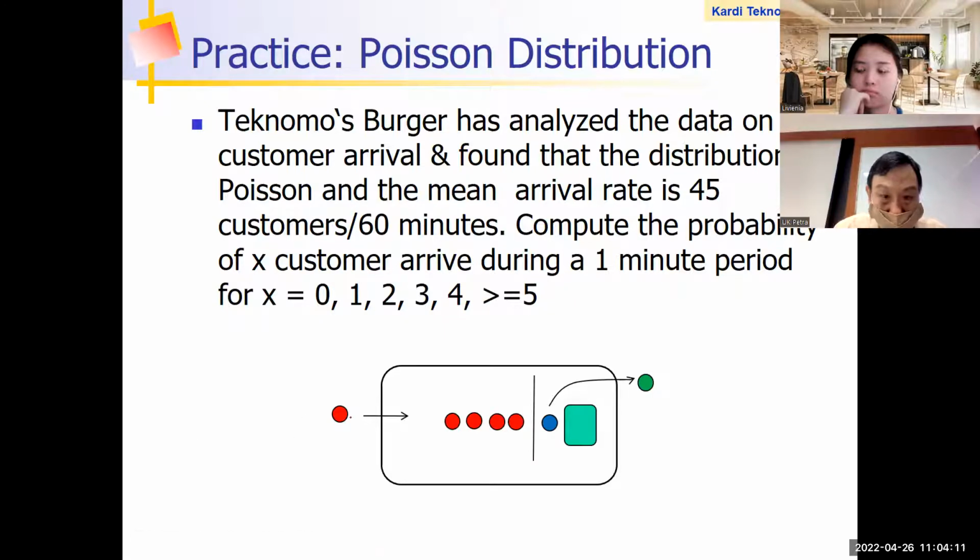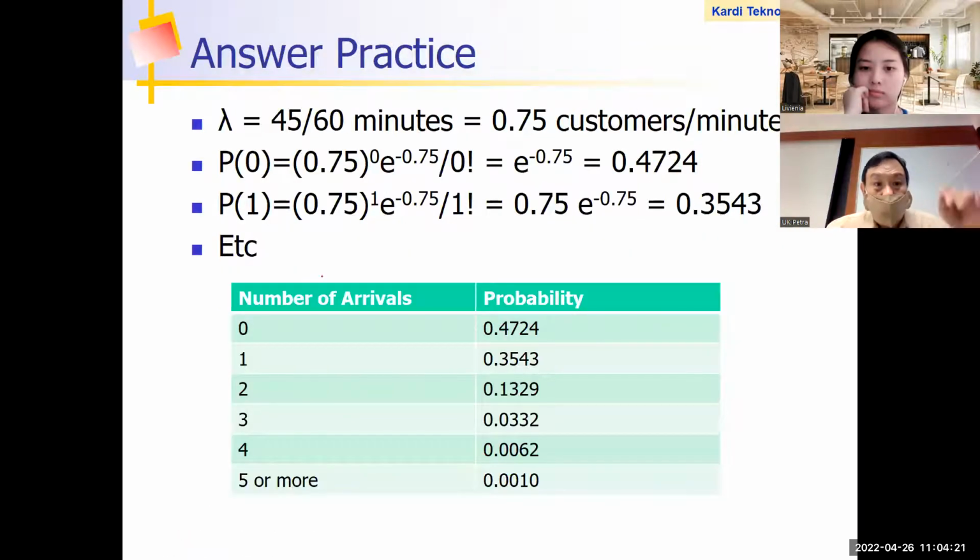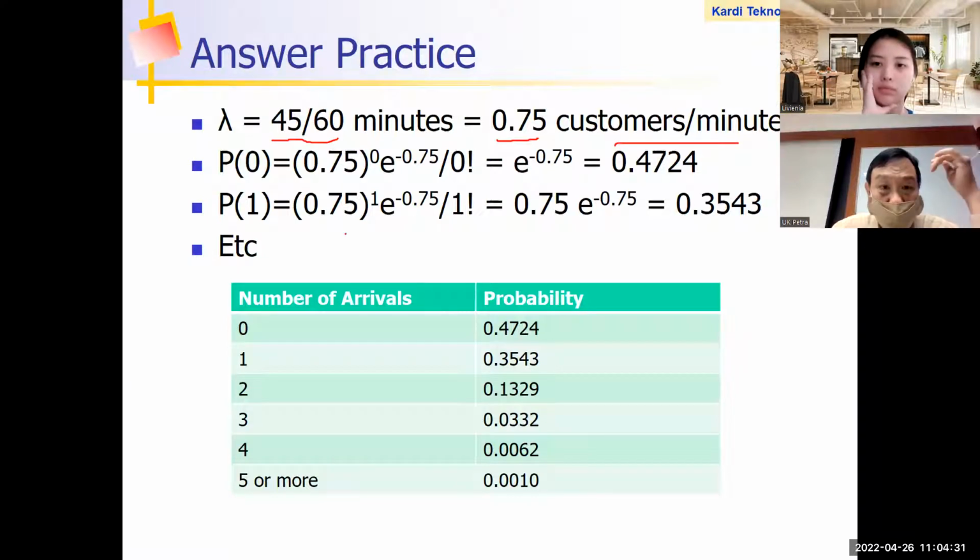You see that this is the customer arrival, and then this is the queuing line. This is under being served, and then this is the customer that goes out. Okay. So you know that 45 divided by 60 is 0.75 customer per minute. Exactly the same as your survey a while ago. Then you calculate one by one.